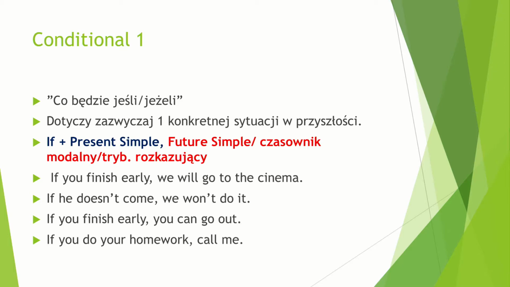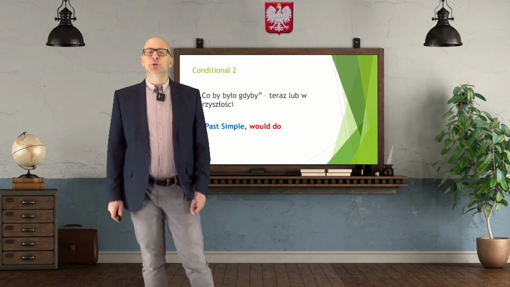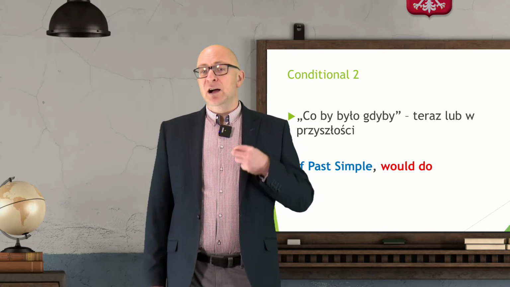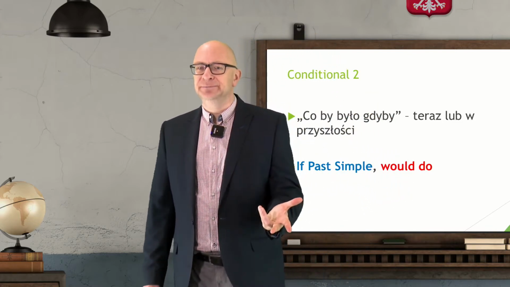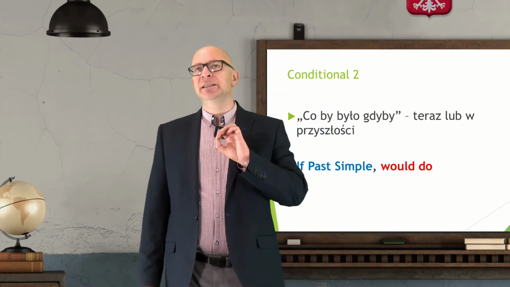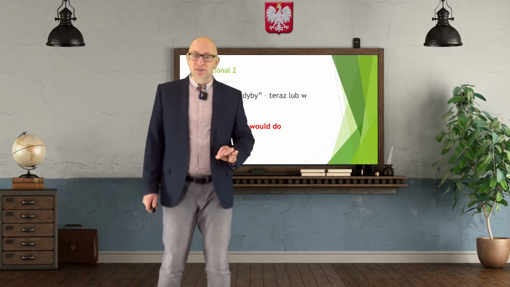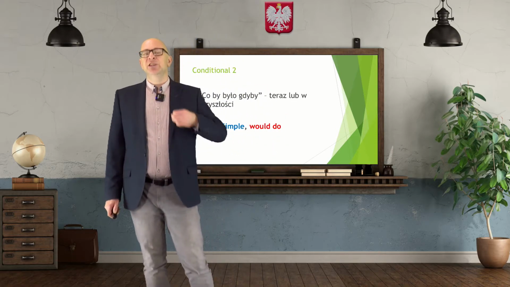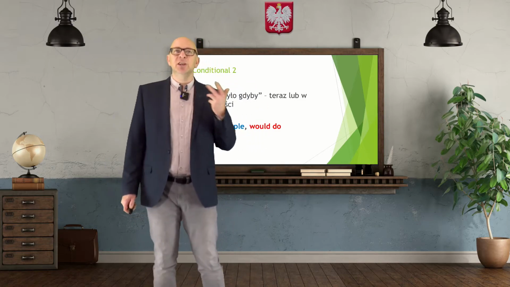All right. Now let's take a look at conditional sentences number 2. As you can see, these sentences say what would happen now or in the future if. Czyli po polsku, co by było gdyby. And this is a very big difference between zero and first conditional and the second conditional, because in zero conditional and the first conditional, we say jeśli, jeżeli in Polish. So the sentences, when they are translated into Polish, usually contain the word jeśli, jeżeli.